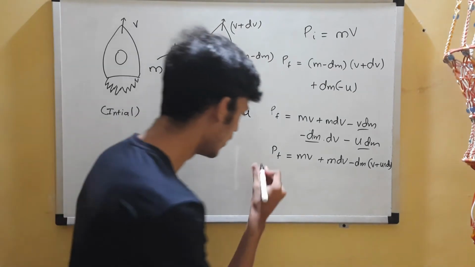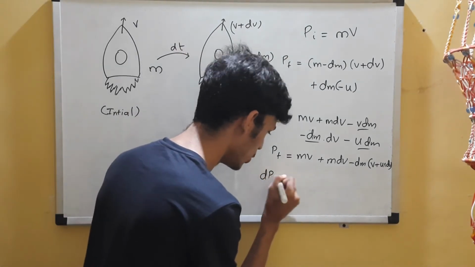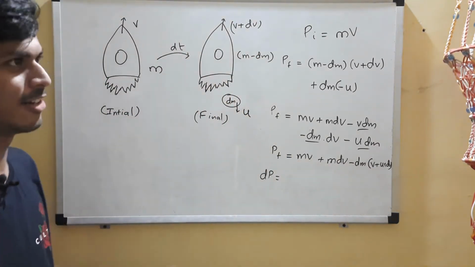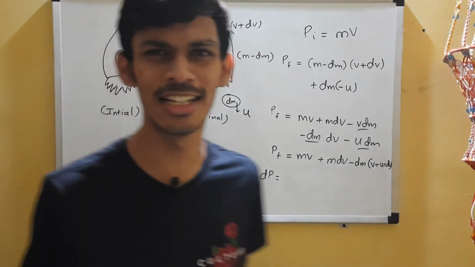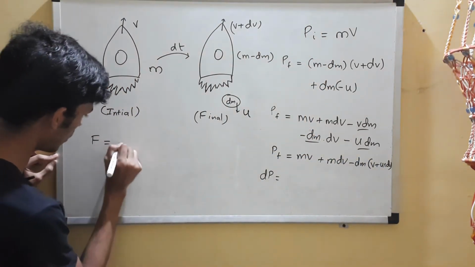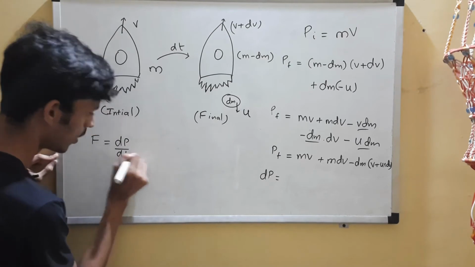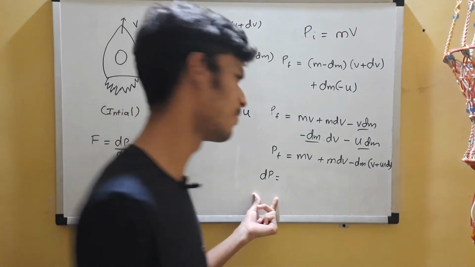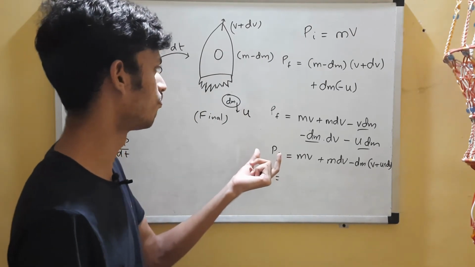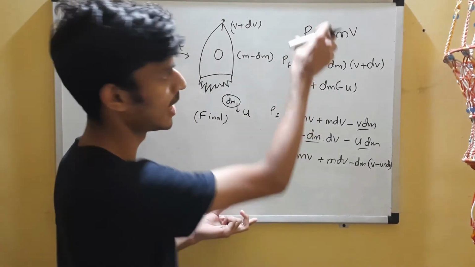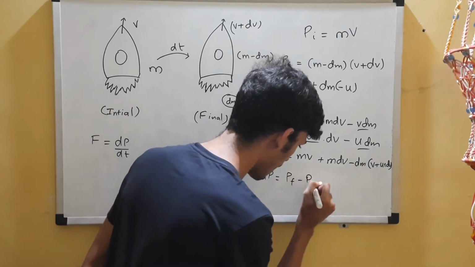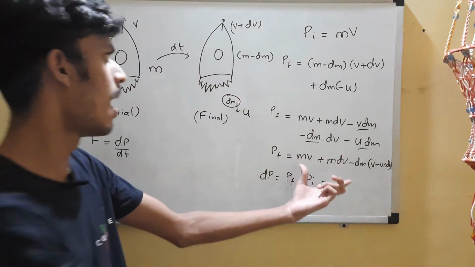Now we can find the change in the momentum dp. You know where this is going: we are going to find dp, then divide it by the small interval of time, dp by dt, and that is nothing but force, right? We know from Newton's second law that force is equal to dp by dt. So we can find the change by finding the difference between the final momentum and the initial momentum. So dp will be given as final momentum minus initial momentum, so this term minus this term.